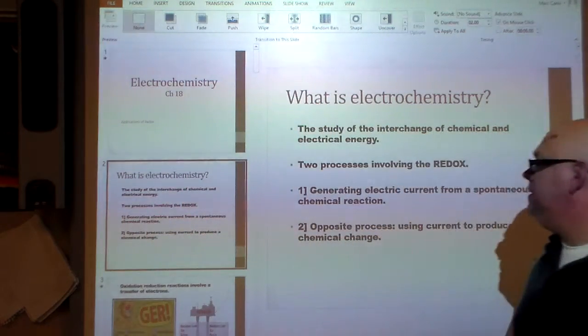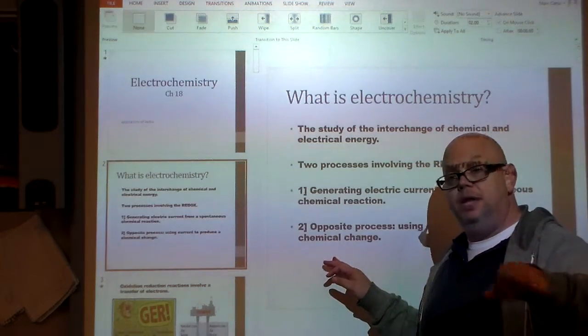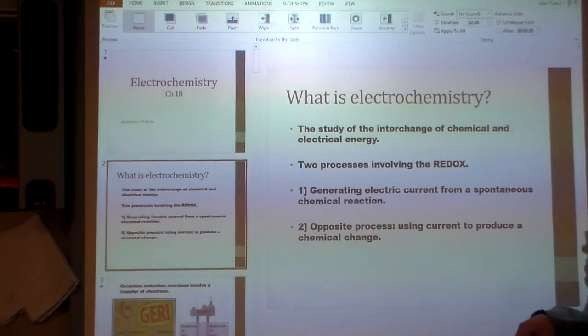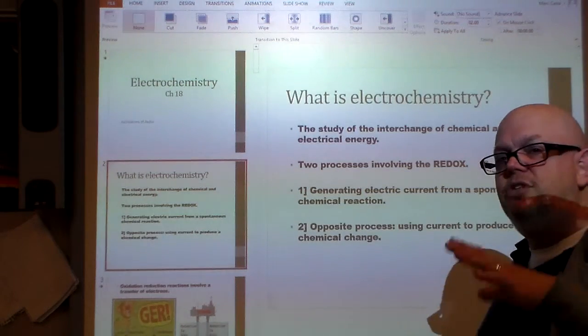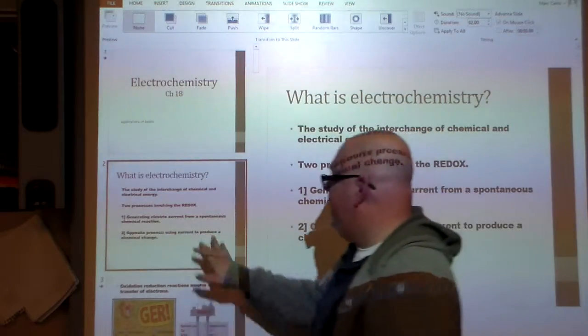Whereas if it's the opposite process, and this is where you get into electrolysis, which can be used for electroplating things, you're using current to produce a chemical change. So you have to put some electrical energy into it. You have to put some oomph into it in order to make it happen.